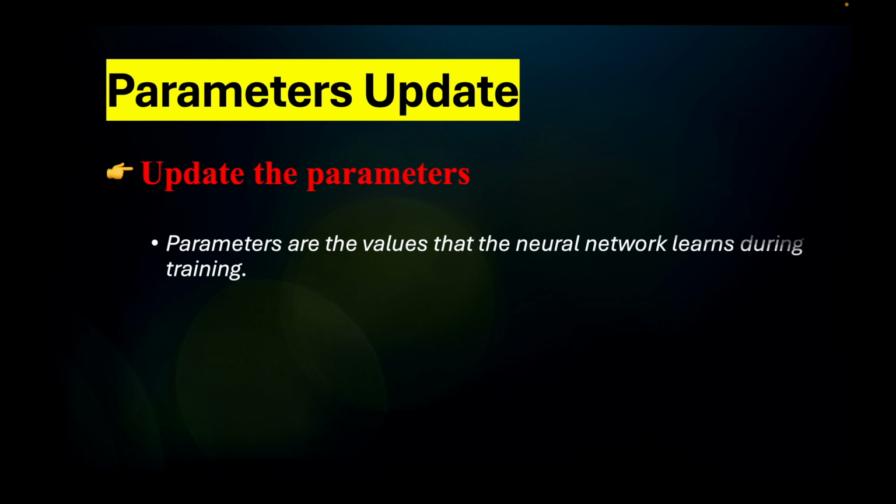The last is parameter update. After all this, forward pass, loss function, backpropagation and chain rule, the last step is to update the parameters. Parameters are the values that the neural network learns during training. They include weights and biases. Hence, updating weights and biases is really important. That's when the neural network actually learns.